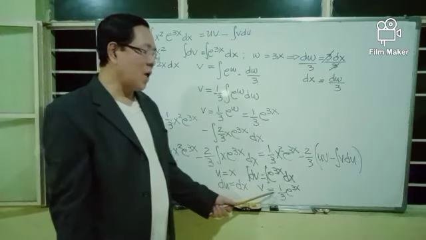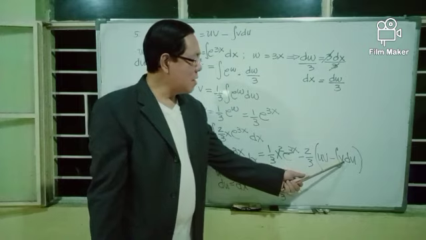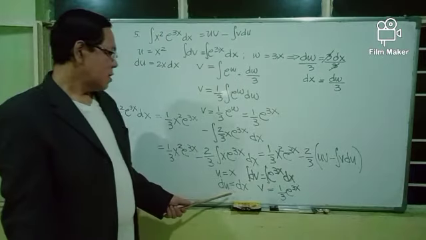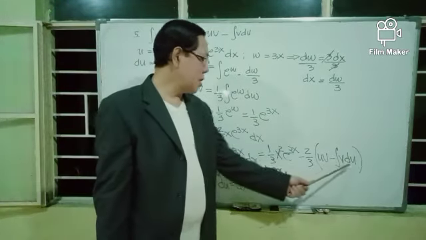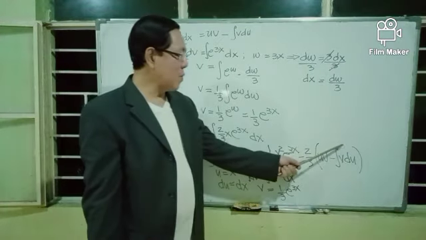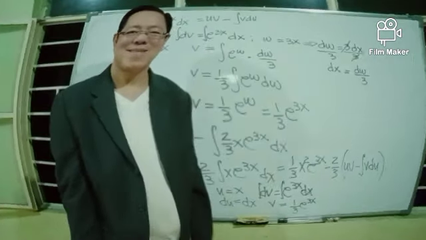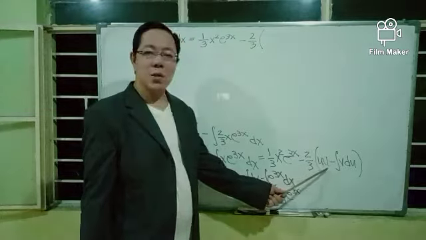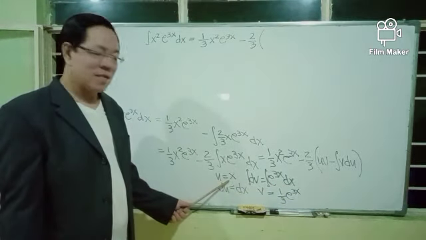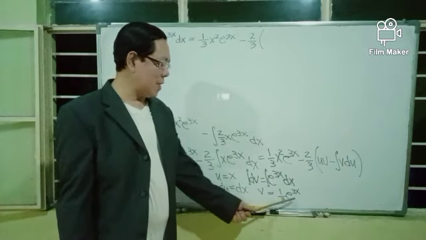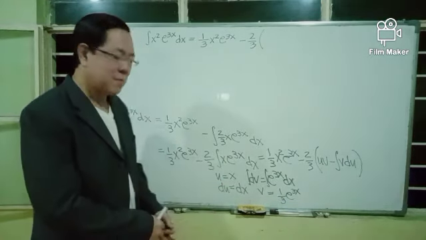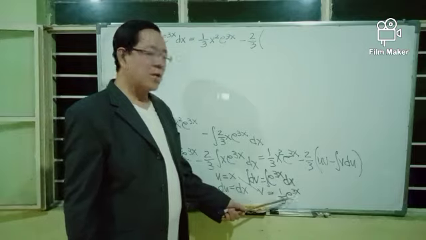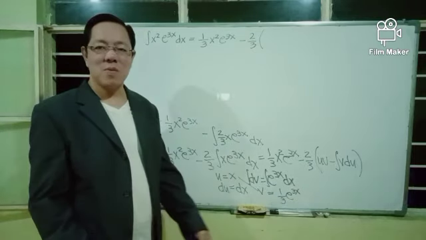U is x, v is 1/3 e to the 3x, and du is dx, and then we will integrate this term. We now substitute uv, or we multiply u and v, where u is equal to x and v equals 1/3 e to the 3x. We multiply uv. We have x multiplied by 1/3 e to the 3x is 1/3 x times e to the 3x.